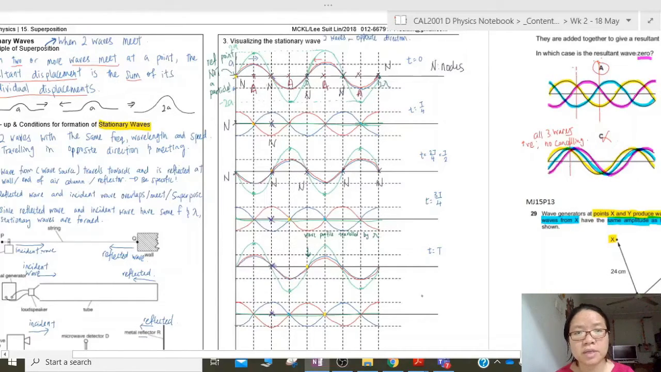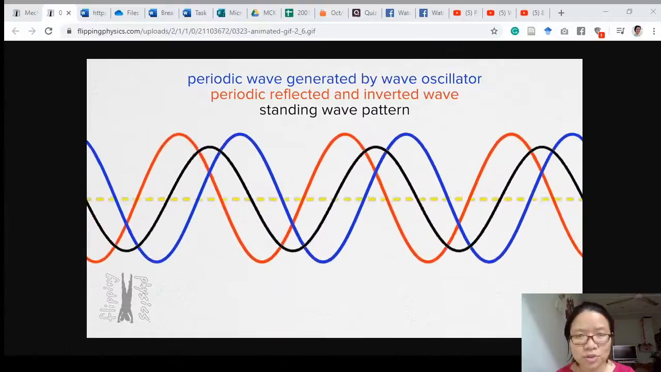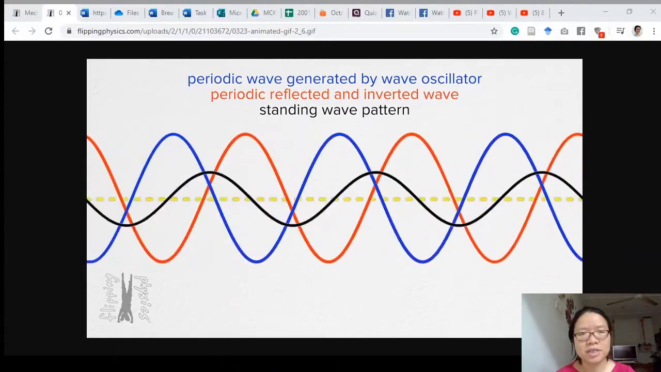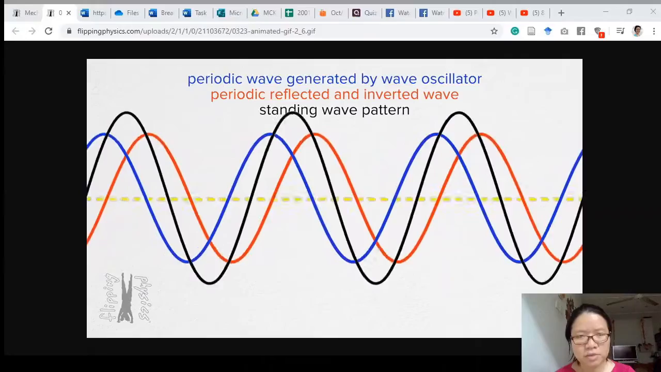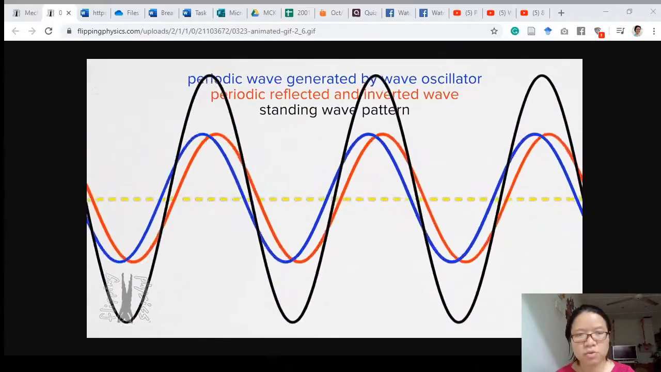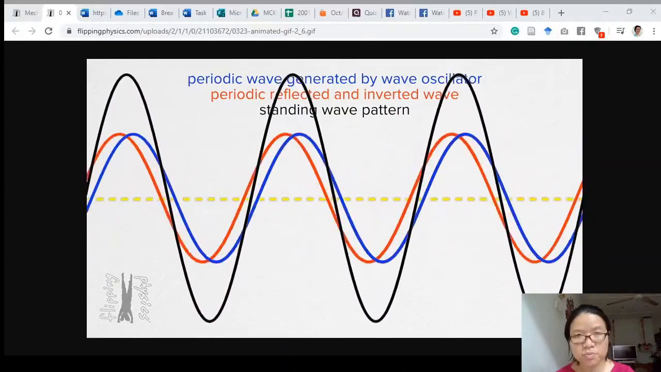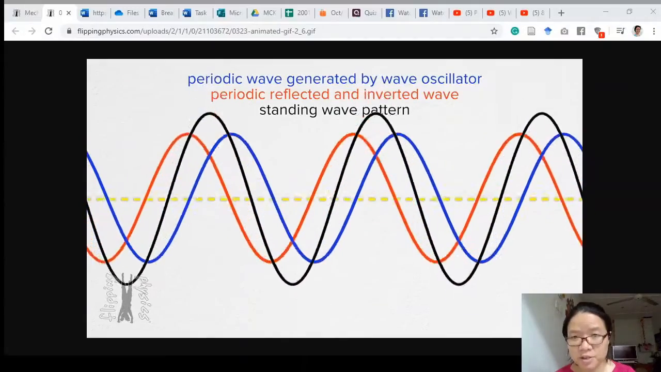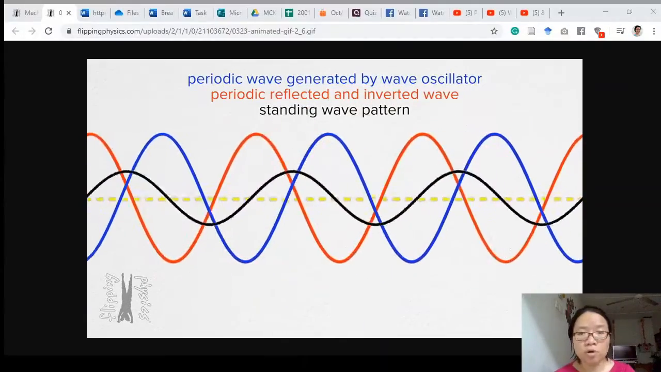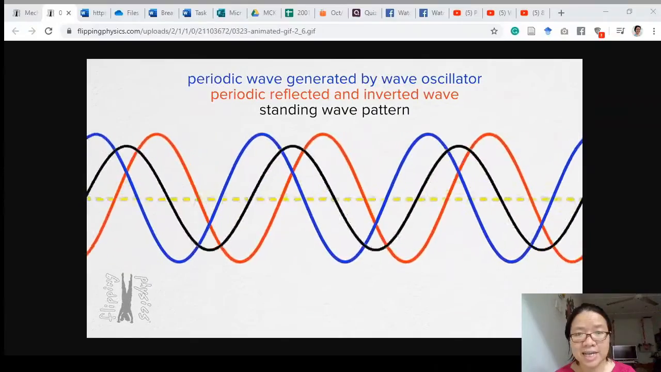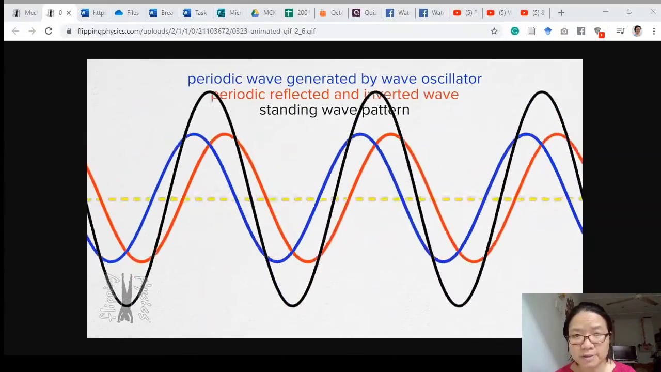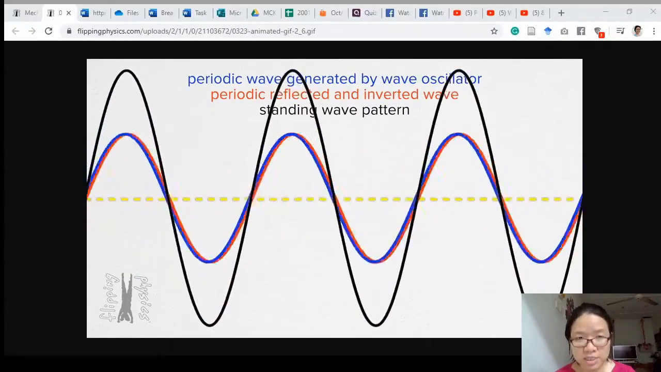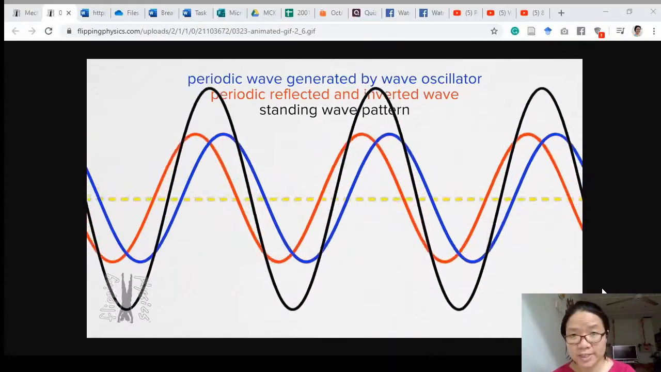As you can see, I'm labeling them right now, and then you get that situation happening. So as you can see, maximum, 0, maximum in the opposite direction, 0, maximum in the opposite direction, 0. So you create the black wave as the result, and oftentimes you will notice that it's as if the black wave is not traveling, because the black wave is the result of the blue and the red.